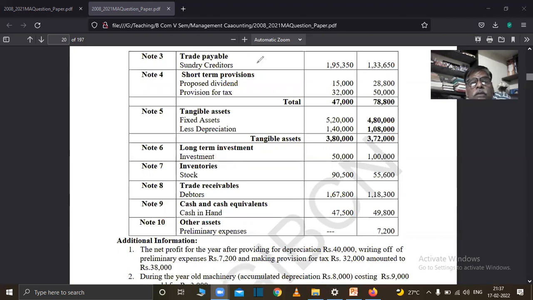Next you see the remaining items. You see this one, sundry creditor. Sundry creditor 1,95,000, 1,33,000 something. So creditor increased.